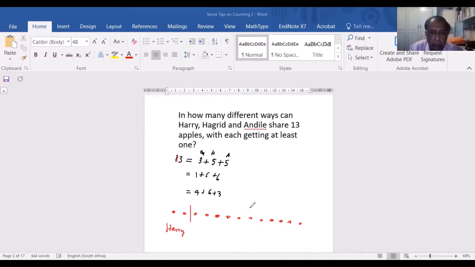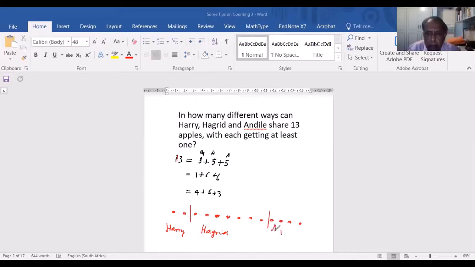So here Harry will get 2. And the second part goes to Hagrid. But for that, I need to draw another vertical line. You can draw it anywhere. You draw it here, but draw it in between two dots, right? So now you can see, in this case here, Harry gets 7, and here Andila gets 4.